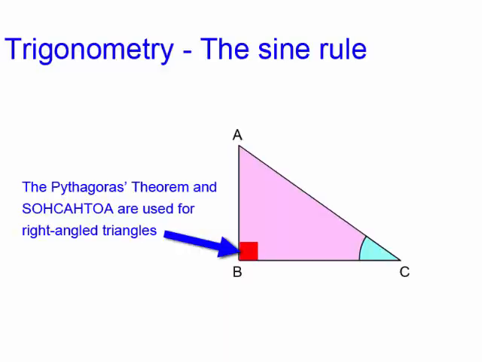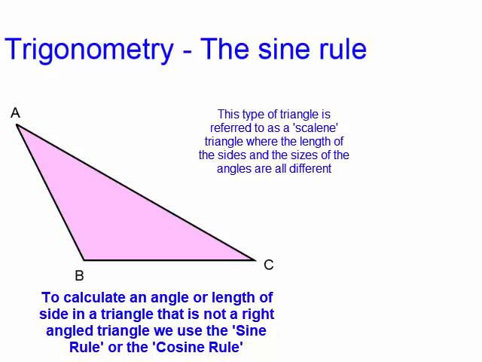In our previous examples, we have used Pythagoras' theorem and SOHCAHTOA to find the size of angles and the length of sides in right-angled triangles. But what do we do with triangles that are not right-angled triangles? Well, for these types of triangles, we use the sine and cosine rules.